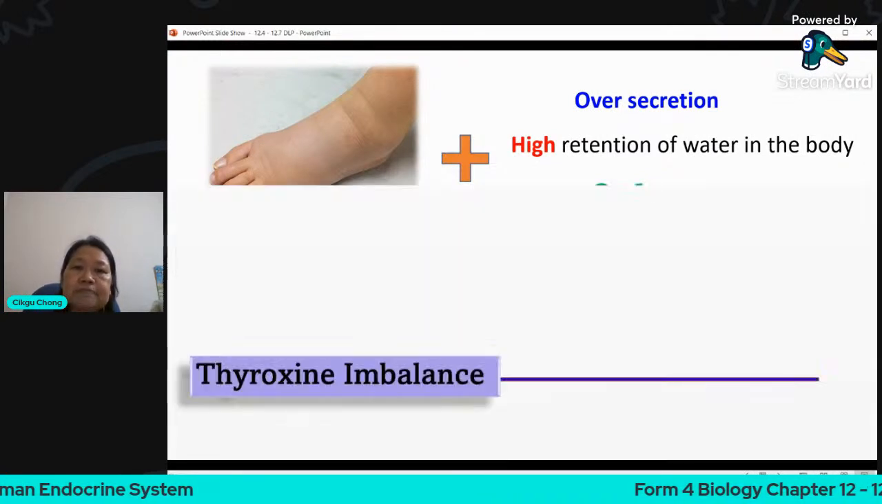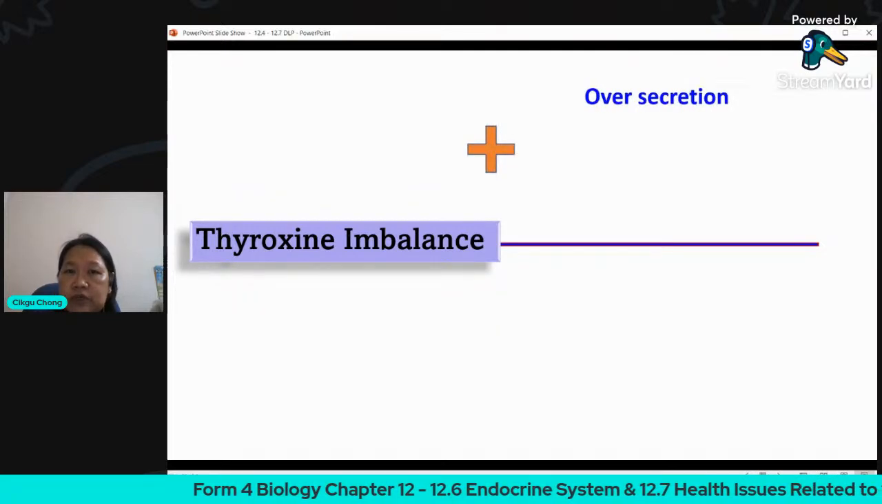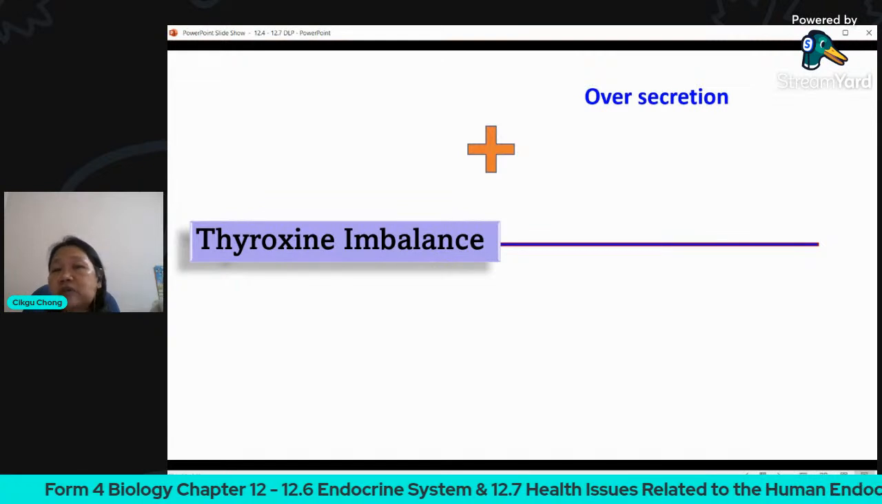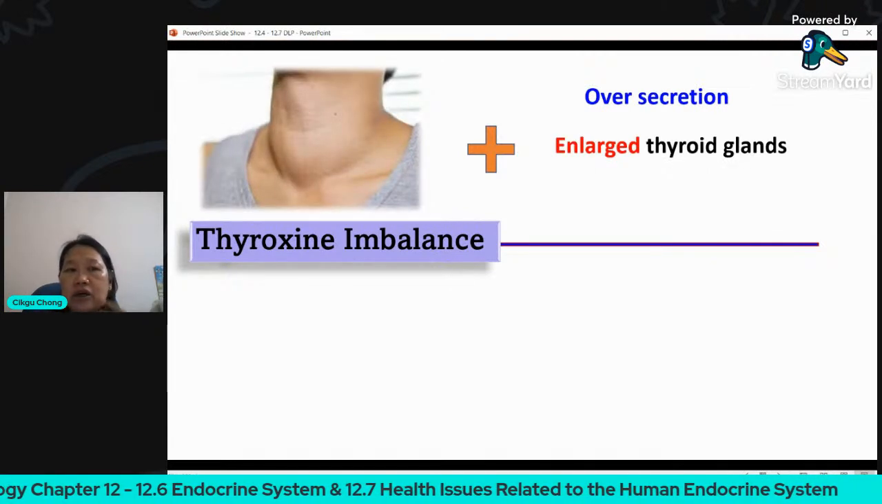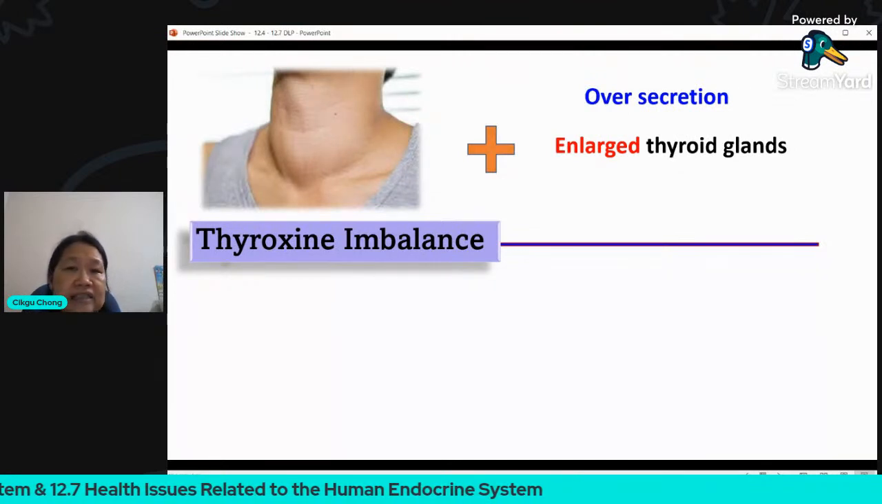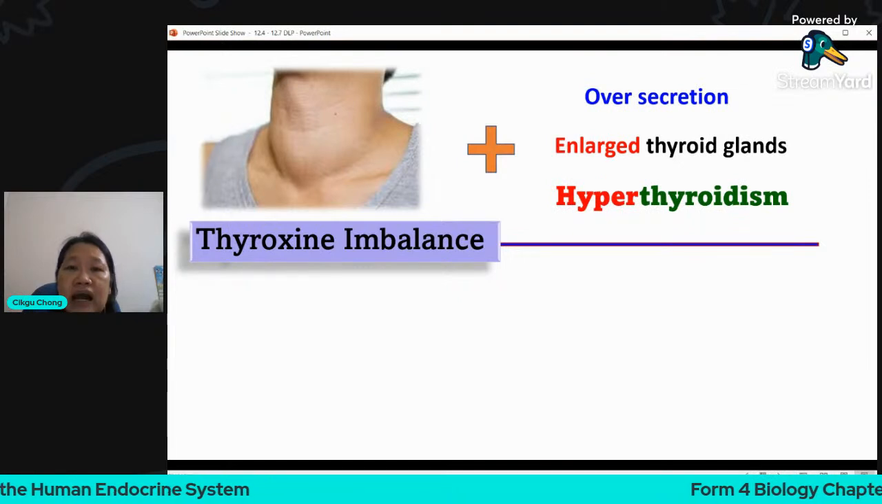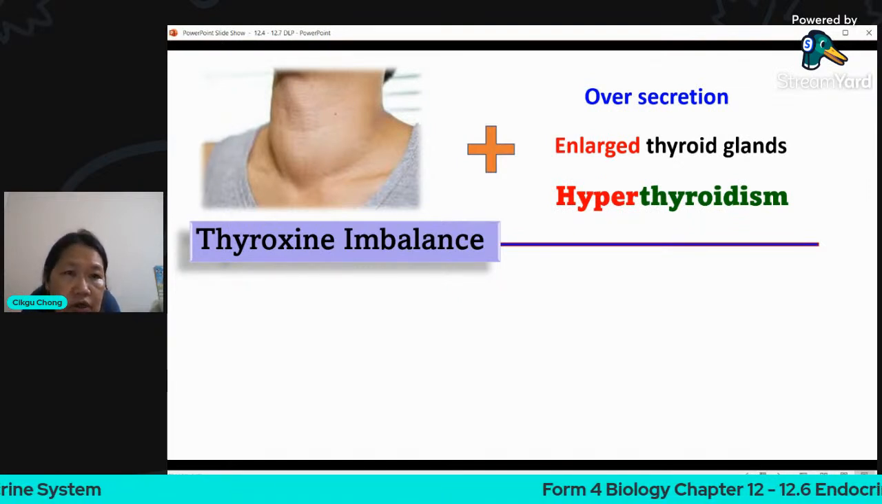Okay, right, next one. Thyroxine. If they have too much or too little thyroxine. Let's look at the first one. Over secretion, too much thyroxine. So with too much thyroxine, your thyroid glands are hyperactive, you have enlarged thyroid glands. You have hyperthyroidism, so it may bengkak.